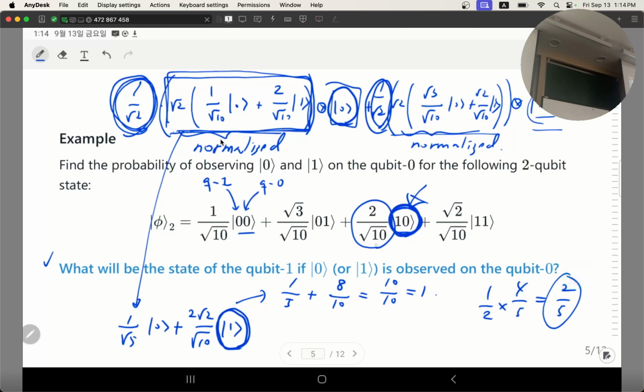And look at this one. So what's the probability of observing 1, 0?